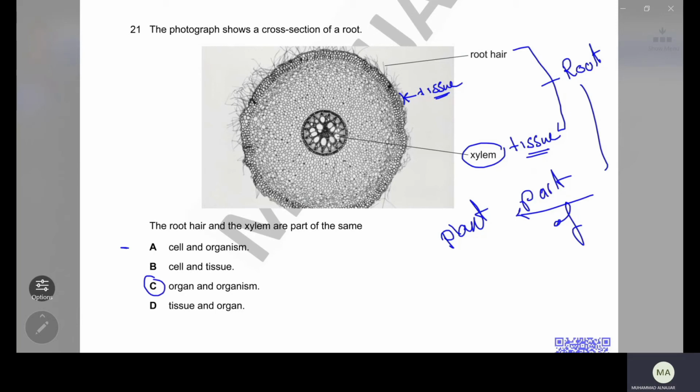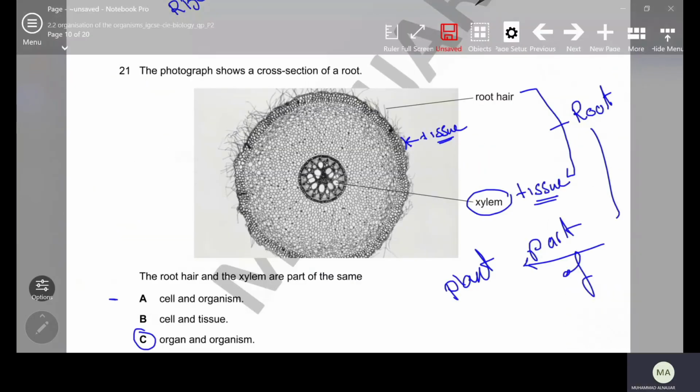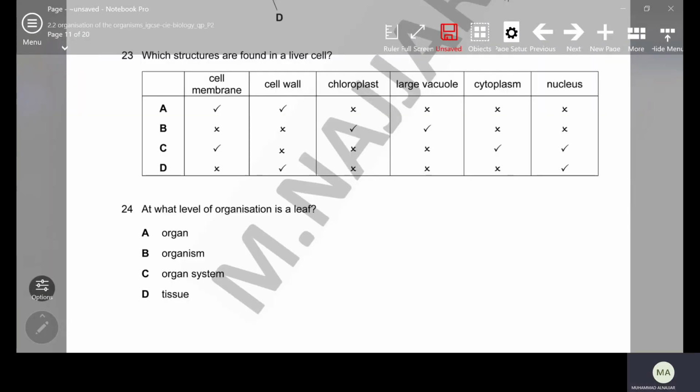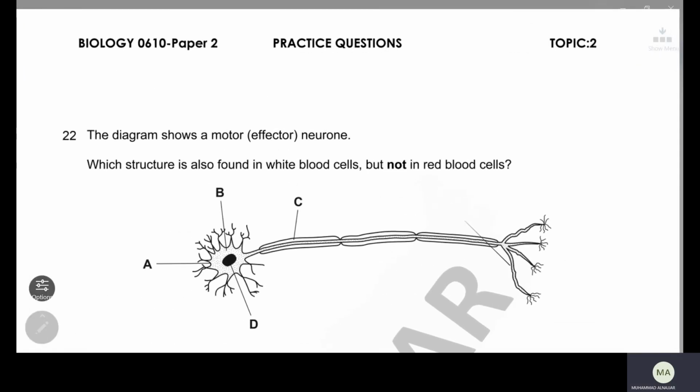So we picked C. Next question, number 22. Next page. Question number 22 says, the diagram shows a motor or effector neuron, which structure is also found in white blood cells, but not in red blood cells. The neurons or the effectors will be fully covered in chapter number 14, the coordination.